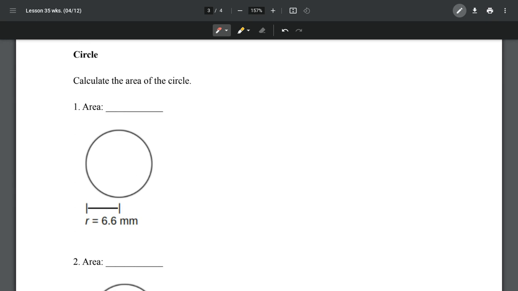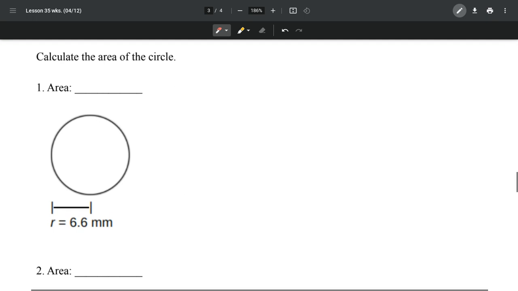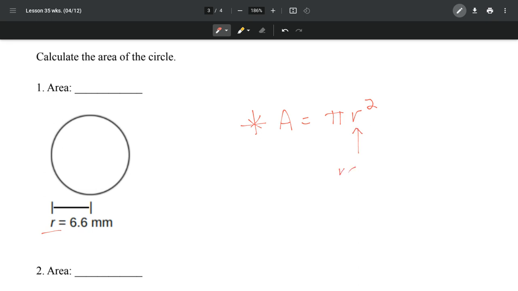So, circles. We have to calculate the area of the circle, and for number 1, we're given the radius. So hopefully you guys remember, but the formula for the area of a circle is equal to pi r squared, and r is for radius, right? And so for number 1, again, we have 6.6 millimeters for our radius, and so we're going to go ahead and plug that into our formula.